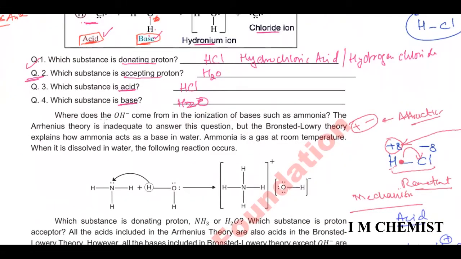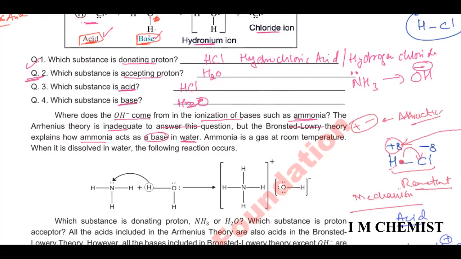Then, where does the hydroxide come from in the ionization of bases such as ammonia? The Arrhenius theory is inadequate to answer this question. In the case of the ammonia molecule, we have three hydrogen atoms. Would it be possible for it to form a hydroxide ion? No, sir. So these were the limitations of the Arrhenius theory. But the Bronsted-Lowry theory explains how ammonia acts as a base in water.